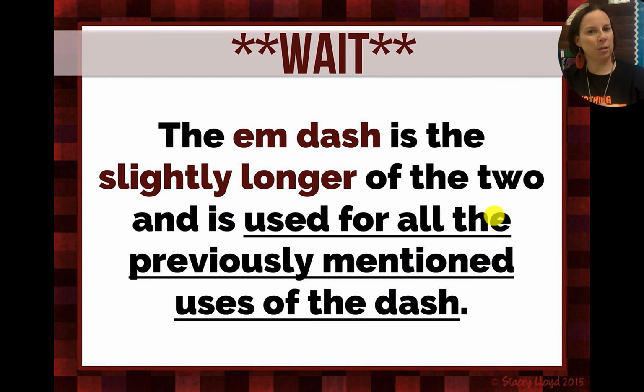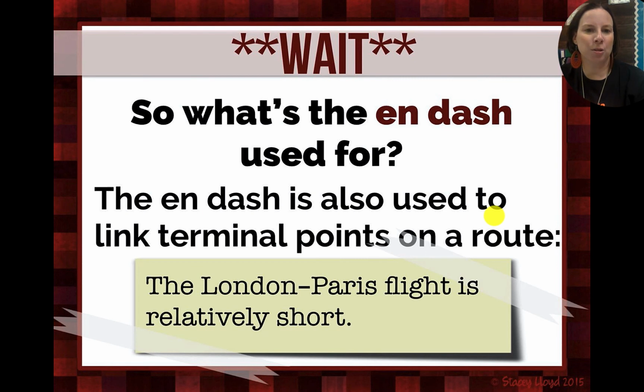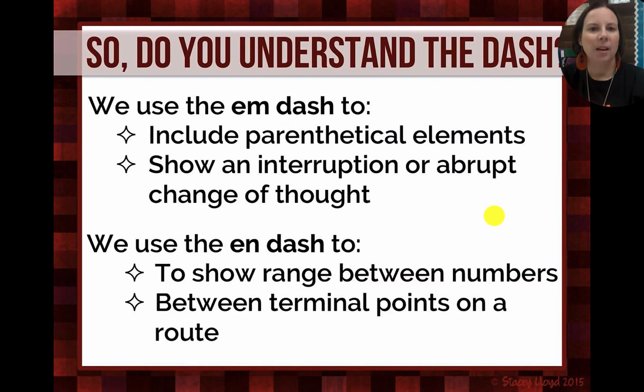But the dash is also used—the N dash is used for something else. The N dash is used between numbers to show range. So the 2014 season, 43–20. Okay, the N dash is also used to link terminal points, London–Paris flight. Okay. So just so you guys understand, the M dash, which is the long dash, and parenthetical elements show an interruption or a change of thought. And N dash, which is the smaller one that looks like a hyphen, is going to show a range between numbers or terminal points on a route.